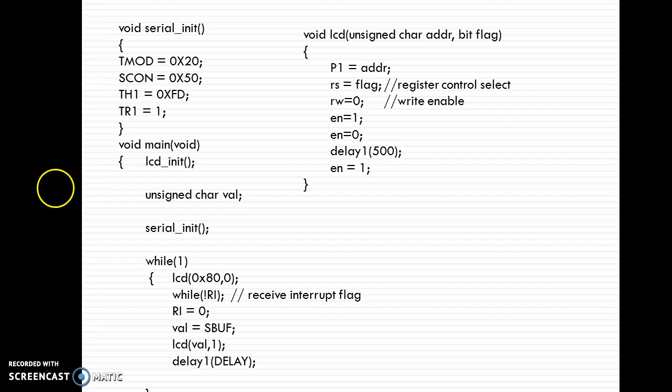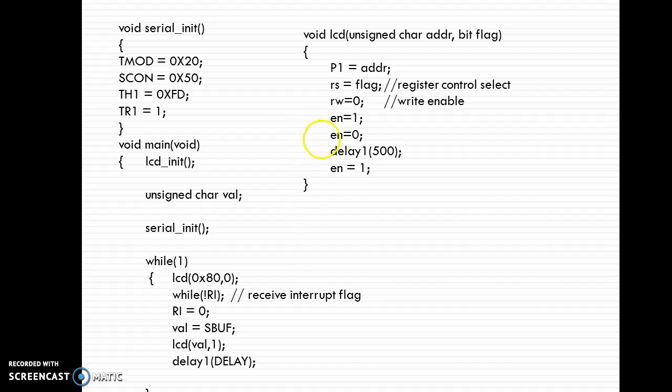So it is an infinite loop, while 1. LCD is 0x80, 0. When this particular function is being called, the control will be transferred here. 80 will be copied into the ADDR variable. 0 will be copied into flag. This is being done in order to display the character in the first row, the first character in the first line. Suppose you want the display to be in the middle of the line, accordingly you can change the value of ADDR.